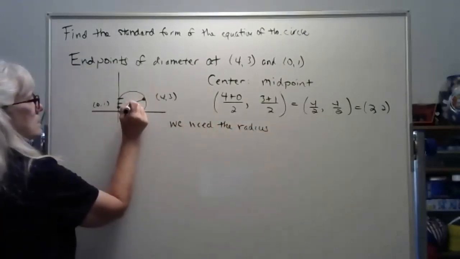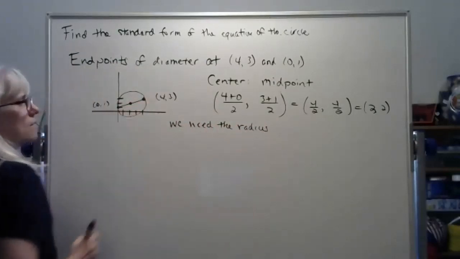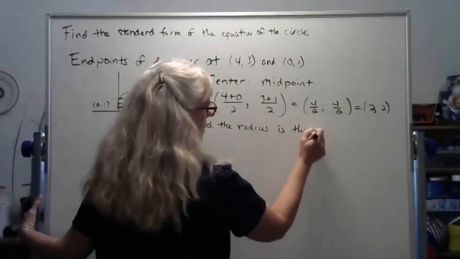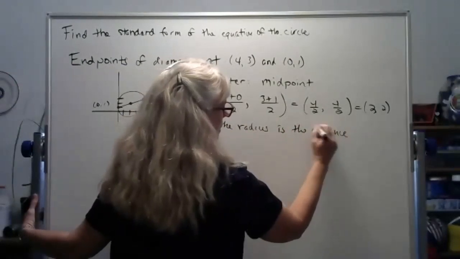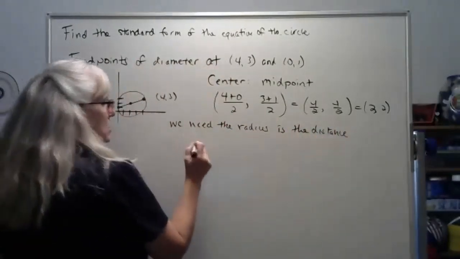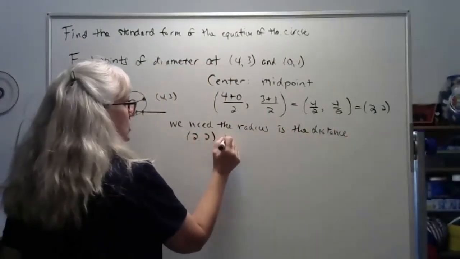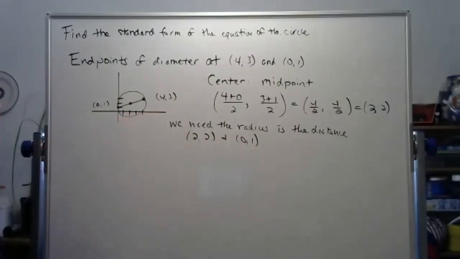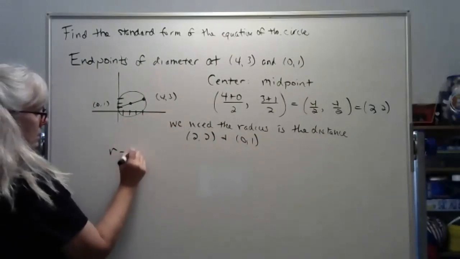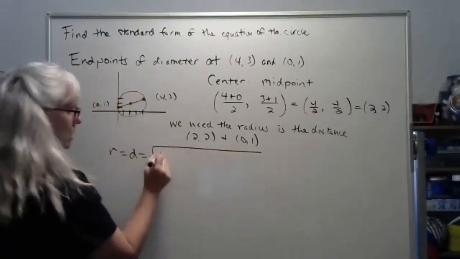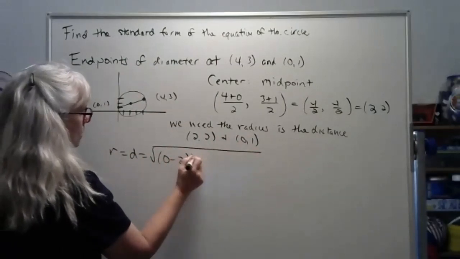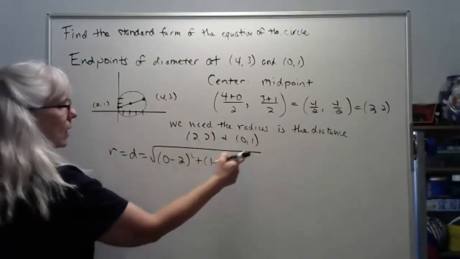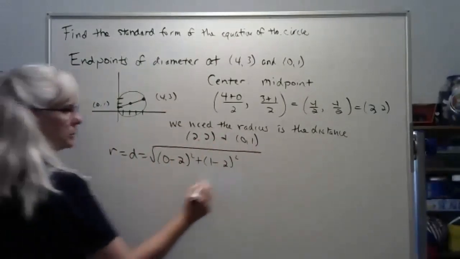Okay, so the radius is the distance between that center and either of the endpoints. So radius. And I'm going to use the distance between 2, 2, and I'll use the 0, 1 only because it's easier to work with. You could use the 4, 3, it doesn't really matter. So our radius is going to be that distance, which is 0 minus 2 quantity squared plus 1 minus 2 quantity squared. So I took the x minus the x, so that's 0 minus 2. And then the y minus the y, 1 minus 2.